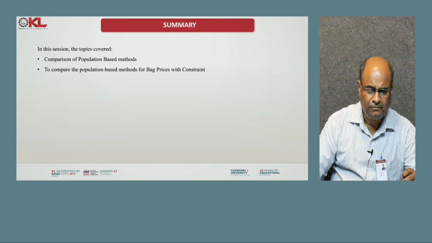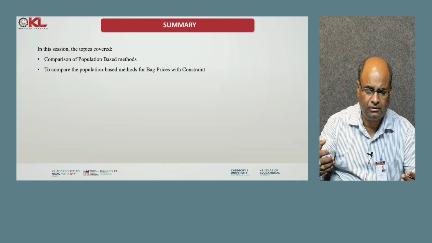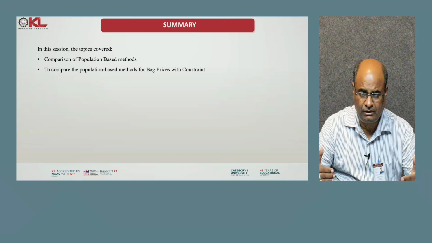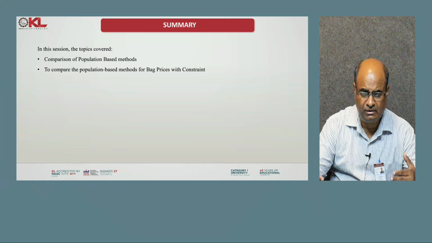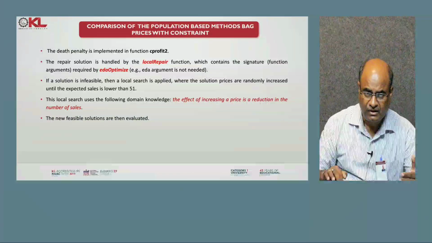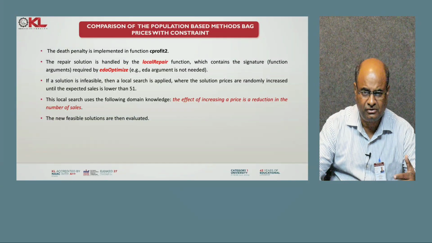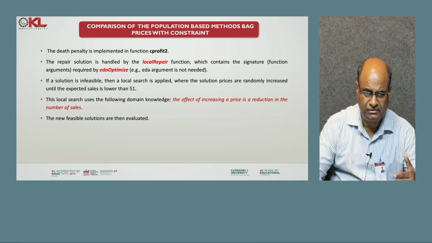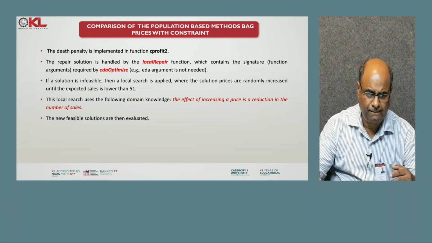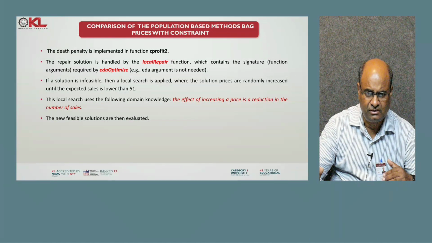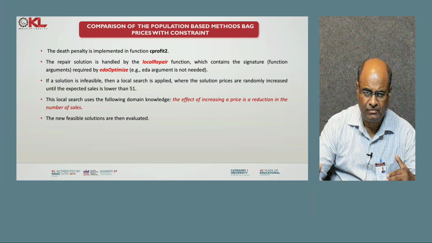So in summary, this is the theoretical concept. When you go practical, when you implement the R program, you apply all three different functions: cprofit2, local repair, EDA optimize. So these three functions are implemented to optimize our bag price with constraint solution, because our constraint is maximum range 50. If you are selling 50 bags, what is the maximum price?